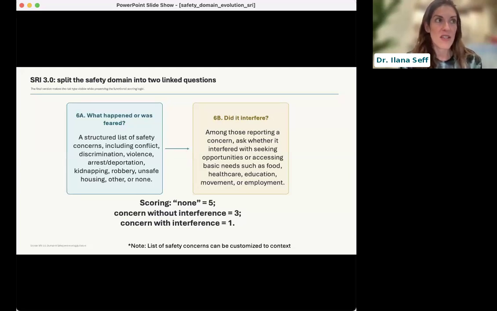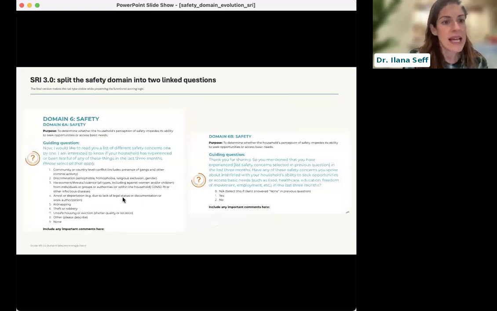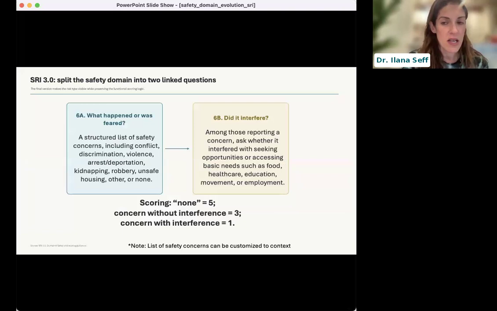And so this is the new version of the safety domain that we've been using for at least a year at this point. And I also want to flag that what is also really useful about this version is that this list of safety concerns here can be customized for your context. So we have had partner organizations remove a couple of these items because they're not relevant. We've had them add some additional options that are more germane to the context. And so that's also, we have found, been really helpful for partners.